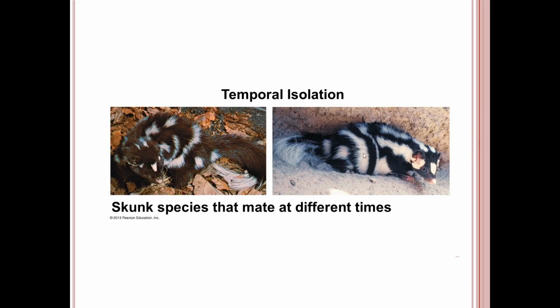But if this one is not ready to mate when this one is, and this one's not ready to mate when that one is, then there obviously will be no mating attempt whatsoever. And so if they don't even try to mate with each other because their timings are off, then there will be no formation of a zygote from these two different species.